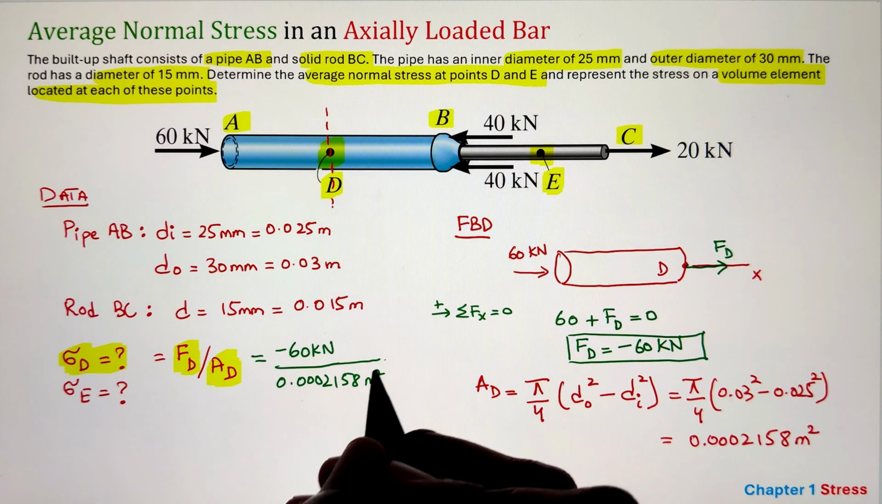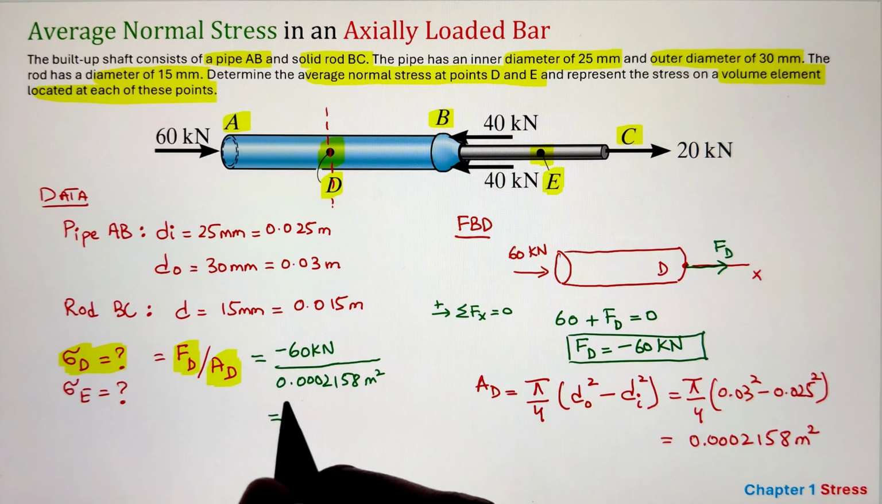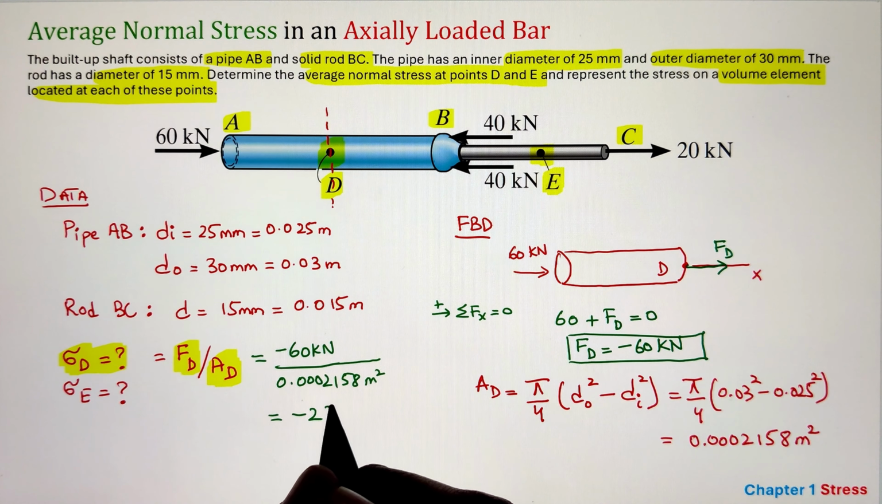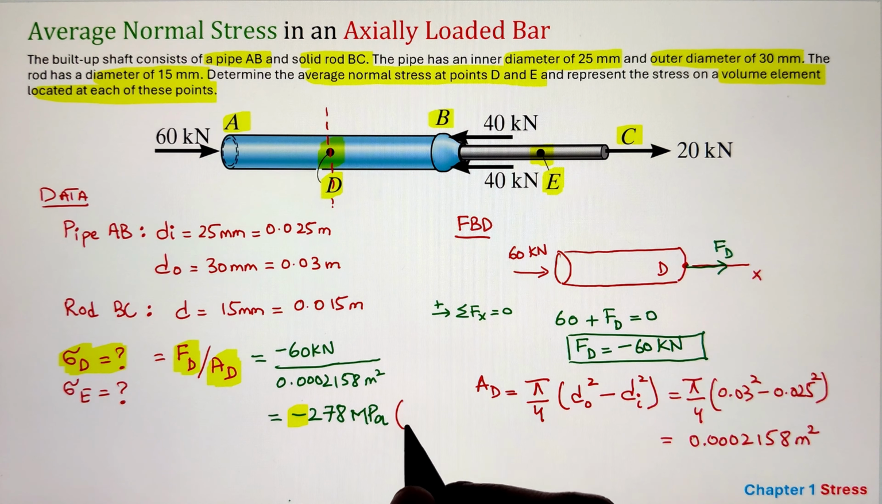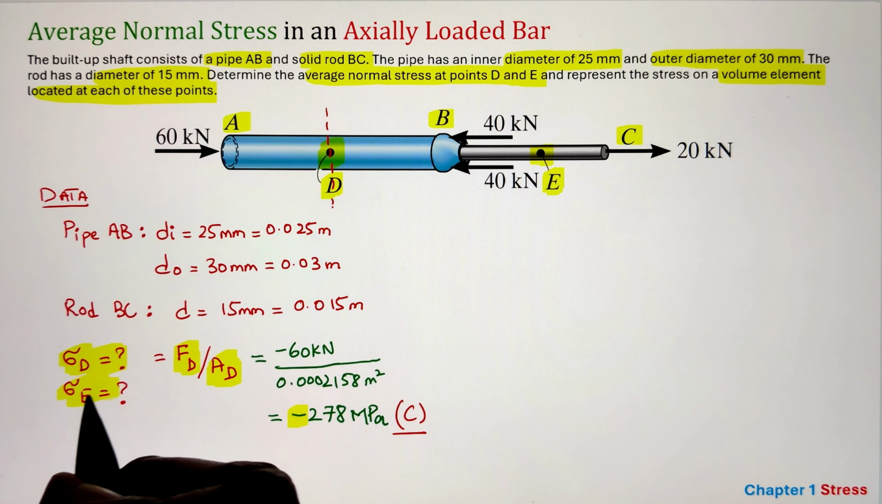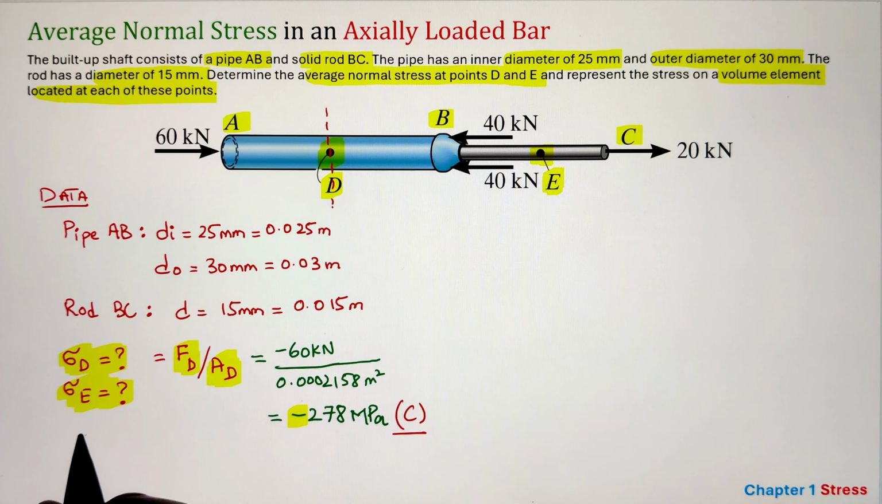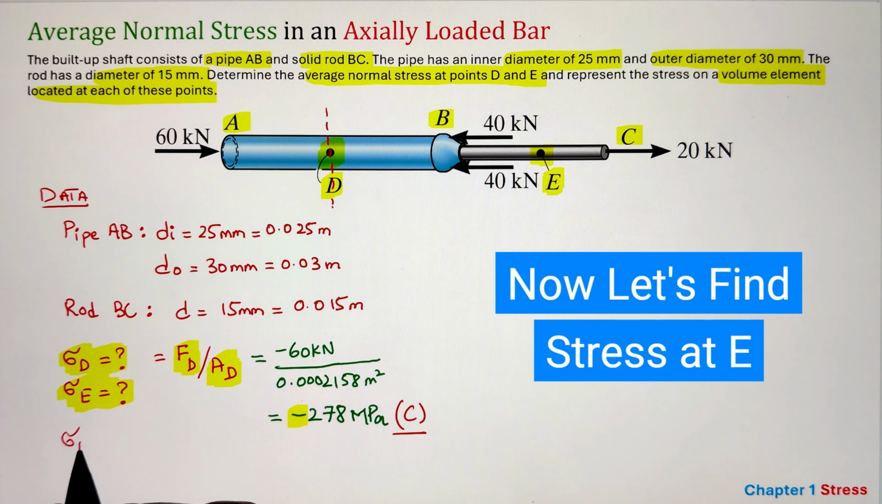Simplifying, we get the value of stress at point D equal to negative 278 megapascals. Now again, here the negative sign is indicating that the stress acting at point D is in compression. Next, let's go ahead and figure out the stress at point E. Again, for the formula, it is force at point E divided by the cross-sectional area at point E.